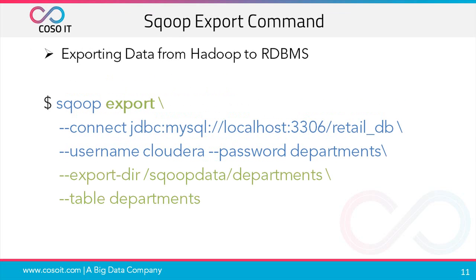Now, the Sqoop export command. It is used to export the data back to a data source like MySQL. So we get the data into Hadoop, analyze it, and then we export it back to the data stores. In this command, we use the export parameter. Then we also specify the export-dir parameter, the path of the directory from which we want to export the data. And then the table name, which should be present in our database, where we want to export the data to.